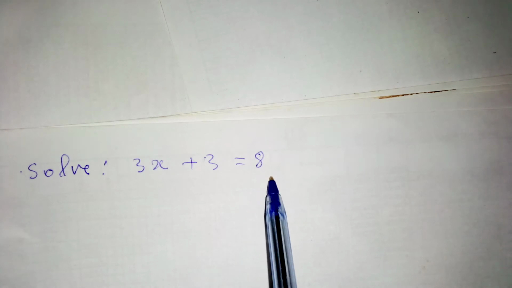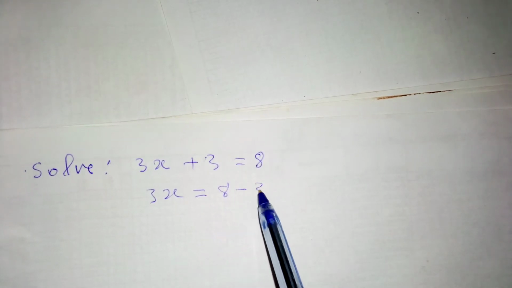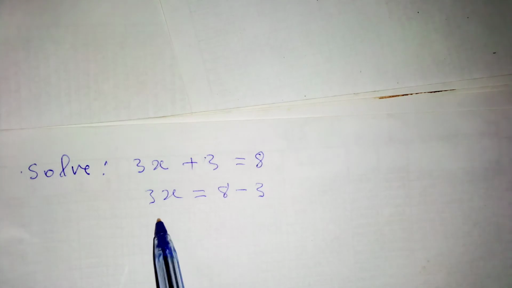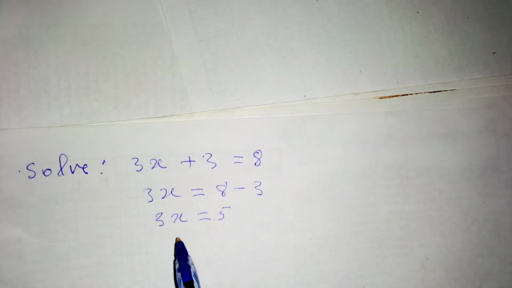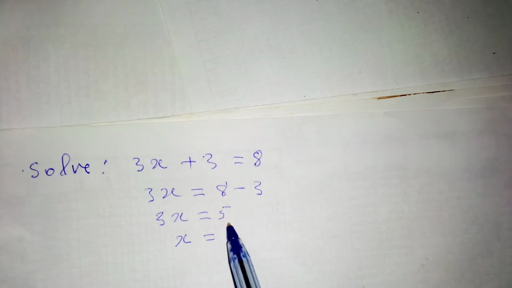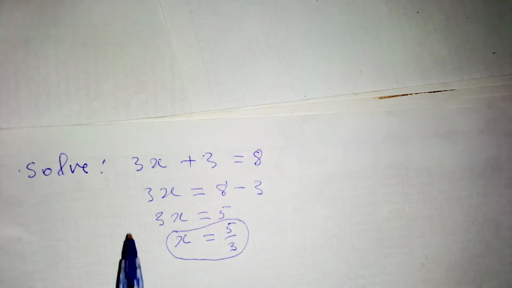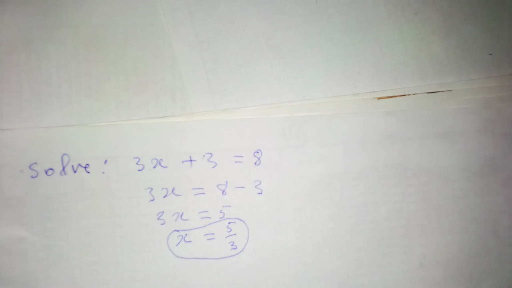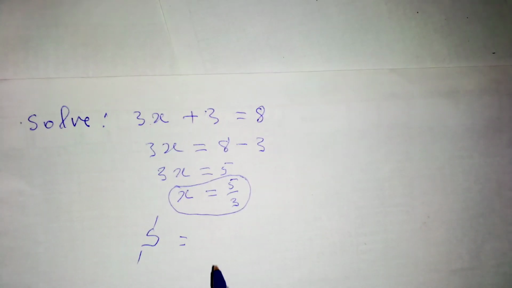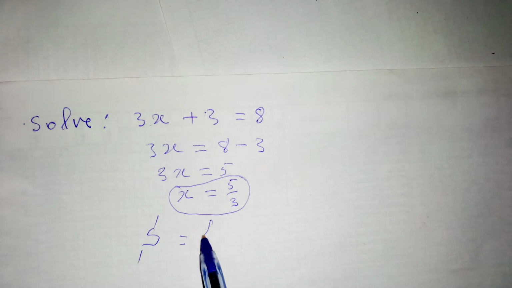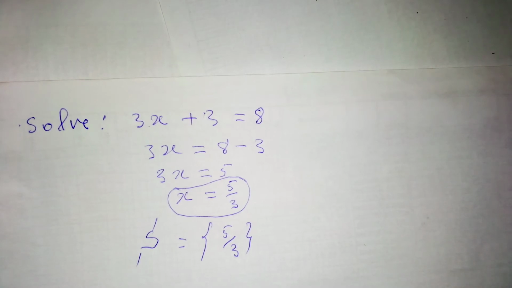We start by collecting like terms together and we get 3x to be equal to 8 minus 3. This 3 must be on the other side, and you get 3x to be equal to 5. And in solving for x, we shall get that x is equal to 5 over 3. This value of x is the number that satisfies our equation. By writing the solution, we shall say that the solution of our equation is 5 over 3. This is an algebraic equation.